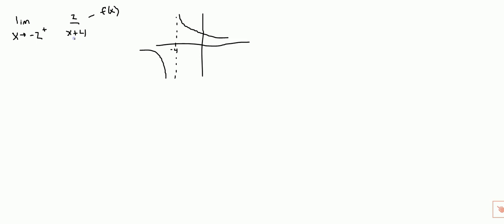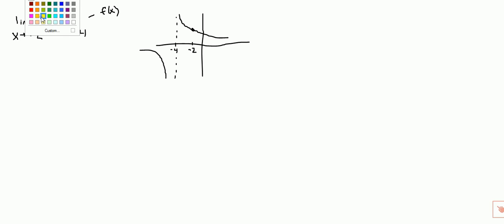Okay, and so for these problems, the first thing you want to do is make sure that the point that x is approaching does not make the denominator of the limit 0. So negative 2, if I plugged in negative 2 here, I would not get 0 on the bottom. So negative 2 is fine, right? Negative 2 is just this point on the curve right there.